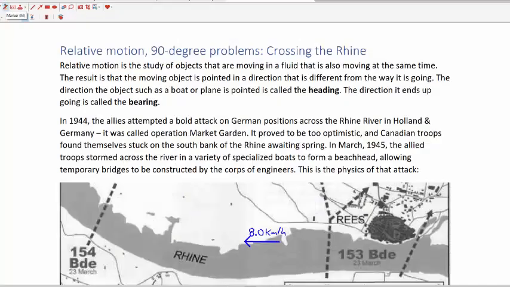So again, as we look at some of the physics behind relative motion crossing a river at 90 degrees, just a reminder that the direction that a boat is pointing is called the heading. But if the river is moving, the direction the boat is actually traveling is called the bearing.